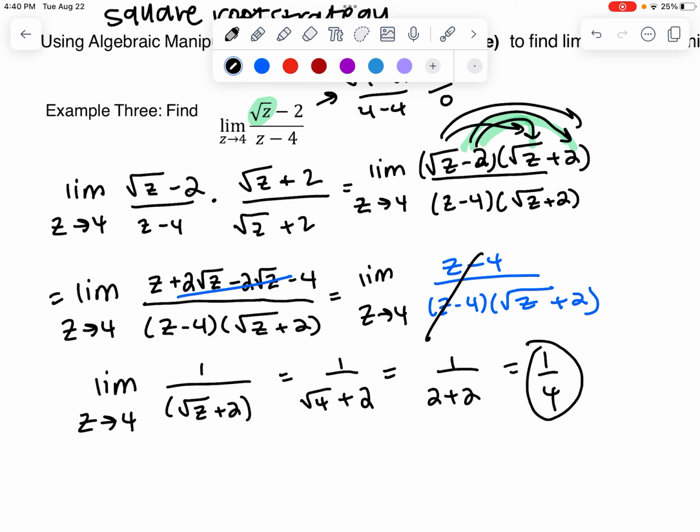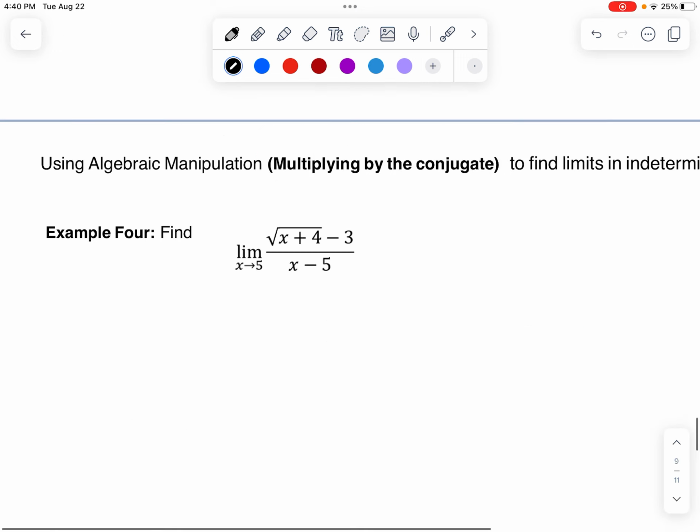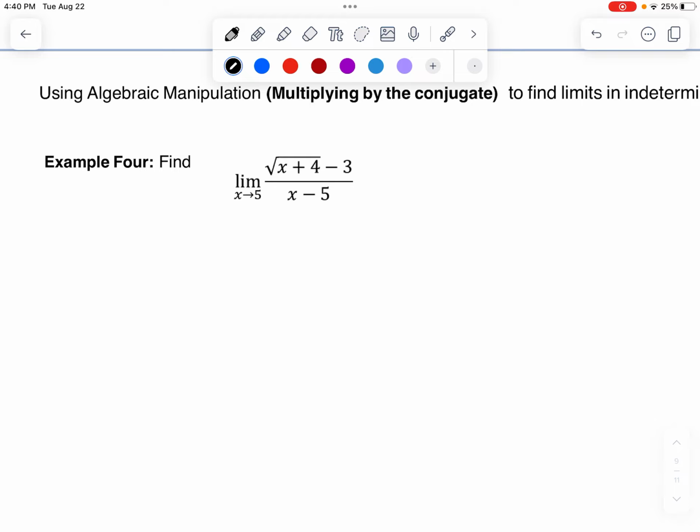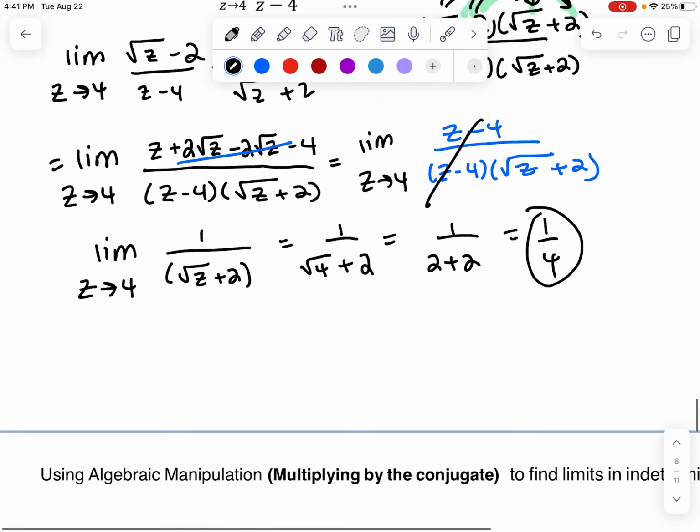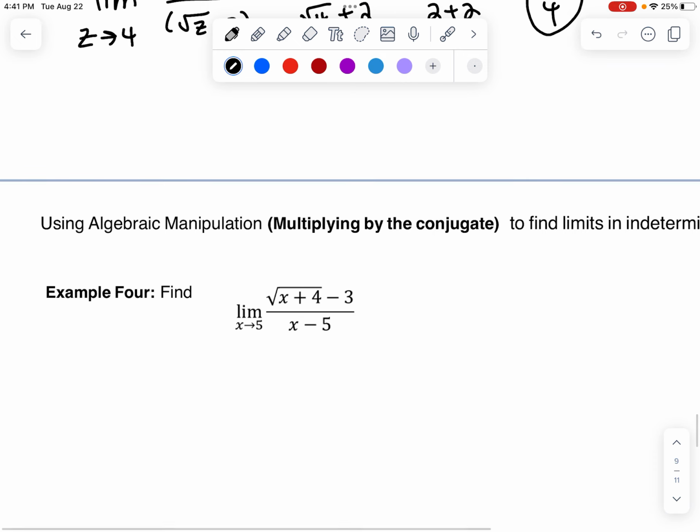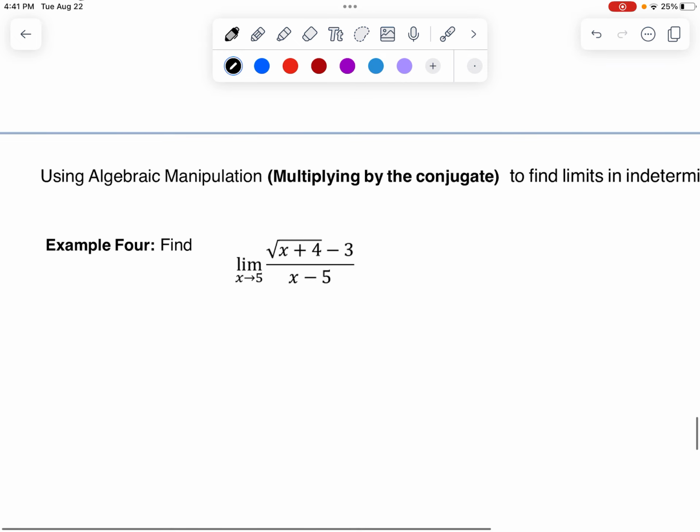We're going to do one more of these kinds, and then we have 2 trig ones. So for this one, same process. We have a square root. There, it's now the square root of x plus 4, so there are 2 terms under the square root, but it doesn't change our process at all.